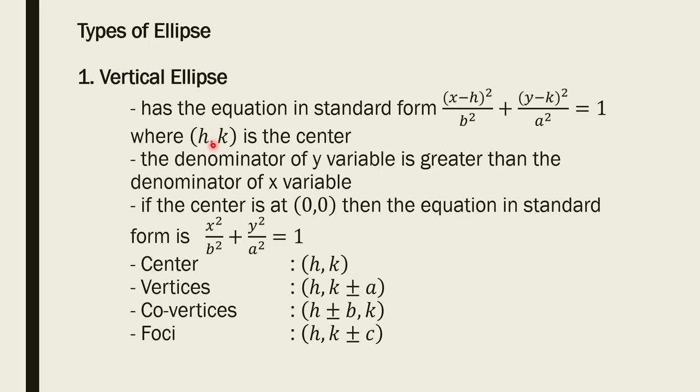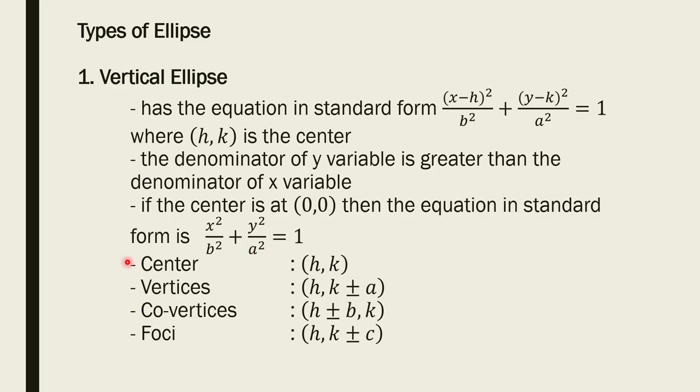In identifying a vertical ellipse, all we need to do is check the denominator. The denominator of the y variable is greater than the denominator of the x variable, and that is a vertical ellipse. Again, as we check the denominator of the standard equation, we can simply identify it as vertical when the denominator of the y variable is greater than the x variable. If the center is at the origin, we have x squared over b squared plus y squared over a squared equal to 1.